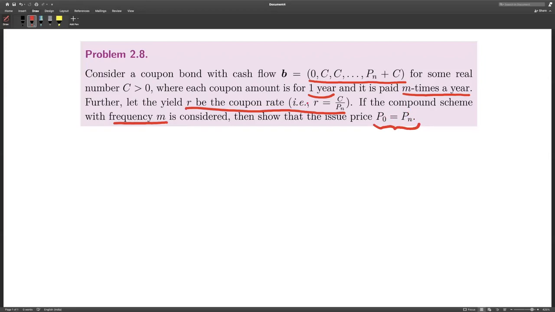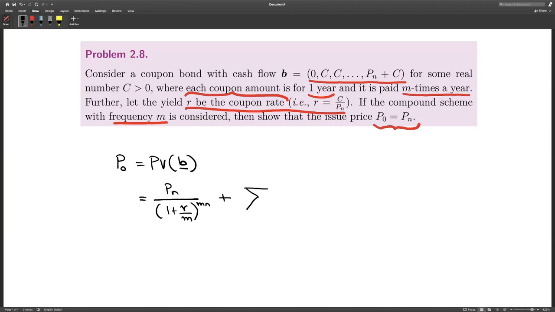When does it happen? It happens if your yield at the initial time coincides with the coupon rate. How to show this? Recall, P naught is nothing but the present value of the entire cash flow. Therefore, this is given by Pn divided by (1 plus R by M) to the power of M into N, because the frequency of coupon payment is M and there are N years of maturity. This is implicitly given to us. Plus the coupons are discounted like this.